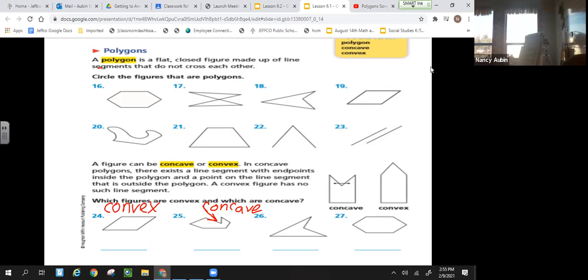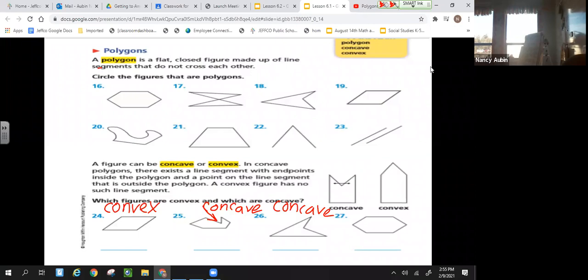All right, Robert, it looks like you're ready. What do you think about number 26, Robert? It's concave because if that cave right there wasn't there and there was a straight line connecting to the other, it would be a convex. Because it goes in, it's concave.